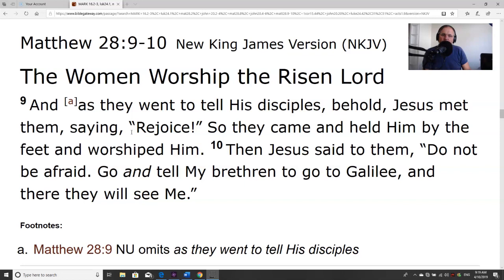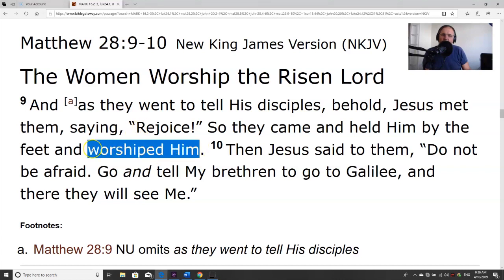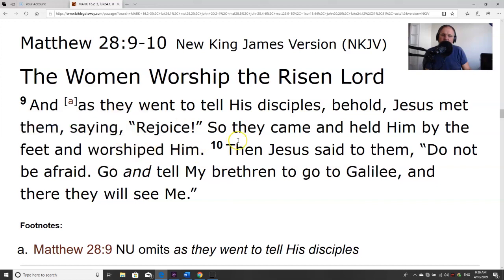Then in Matthew 28:9-10, as they went to tell his disciples, behold, the Lord Jesus Christ met them, saying, Rejoice! For they came and held him by the feet and worshipped him. Now this proves that Jesus was not, and never will be Michael the archangel, because they worshipped the risen Christ.